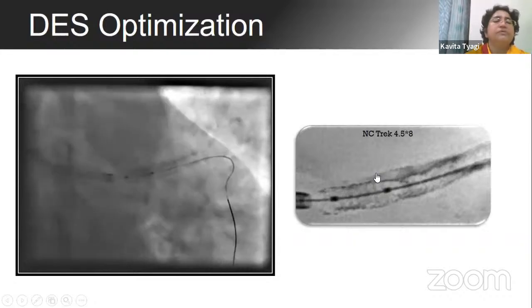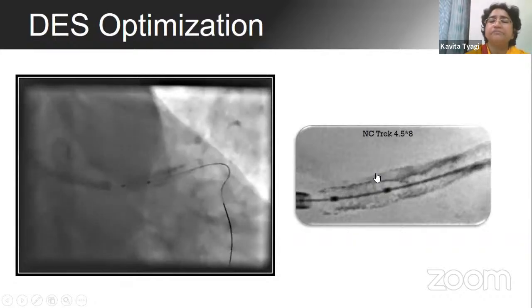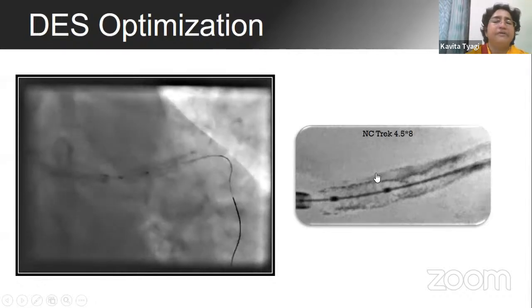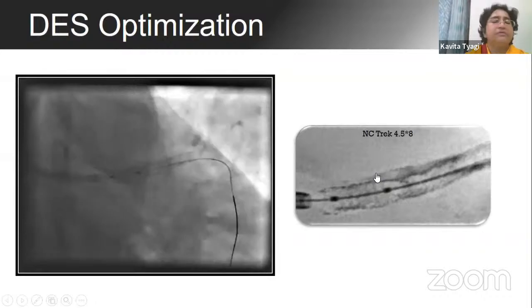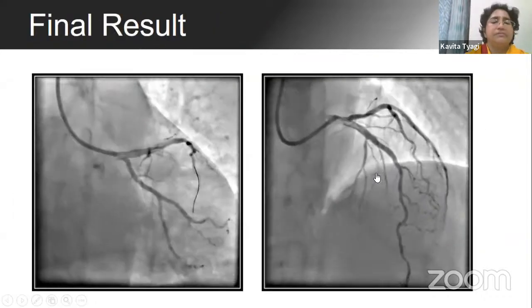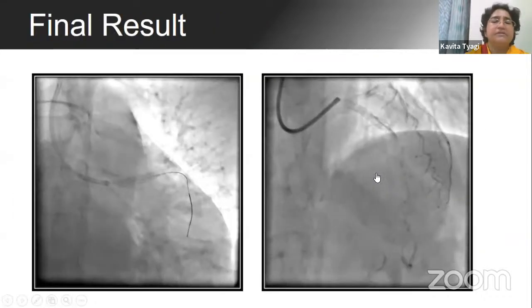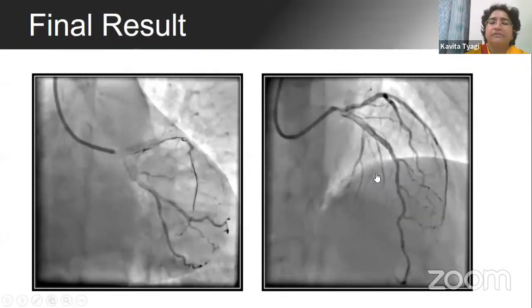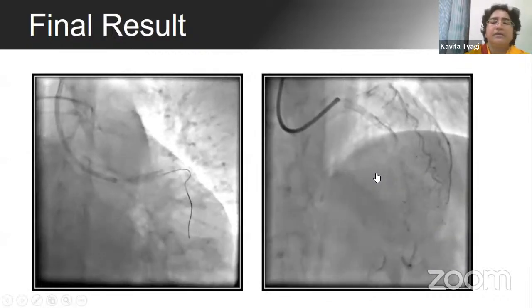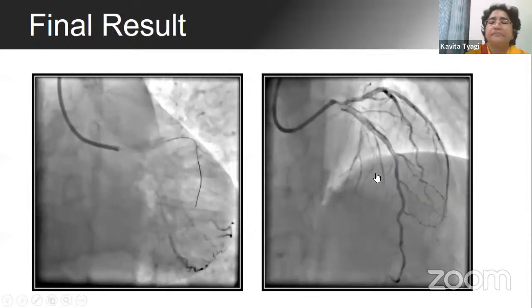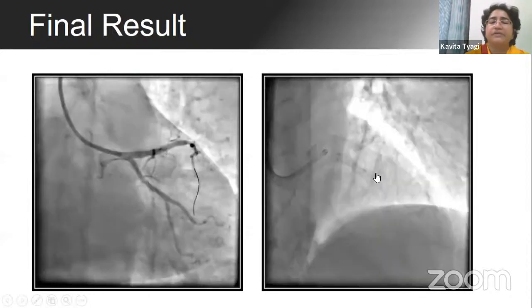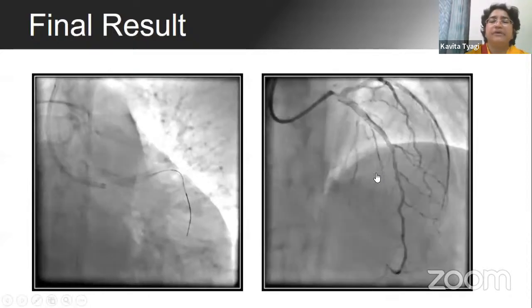Then we do optimization. So at this point, we again do 4.5 into 8 millimeter optimization. And this was the final result. Very nicely placed stent and without any distal dissection, without anything in left main.